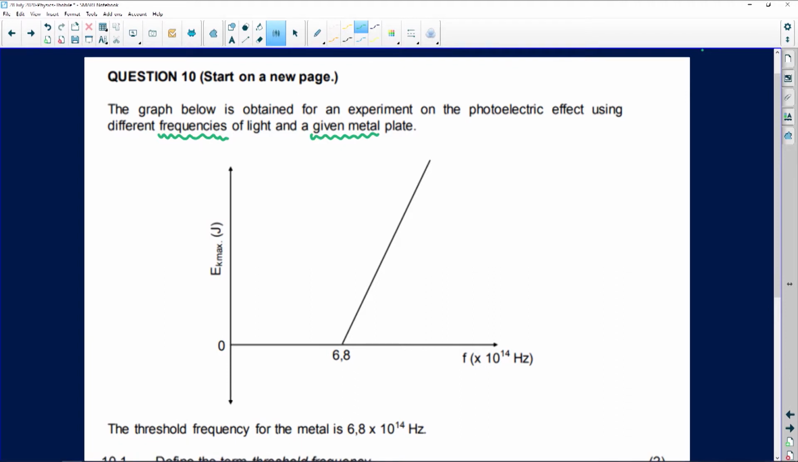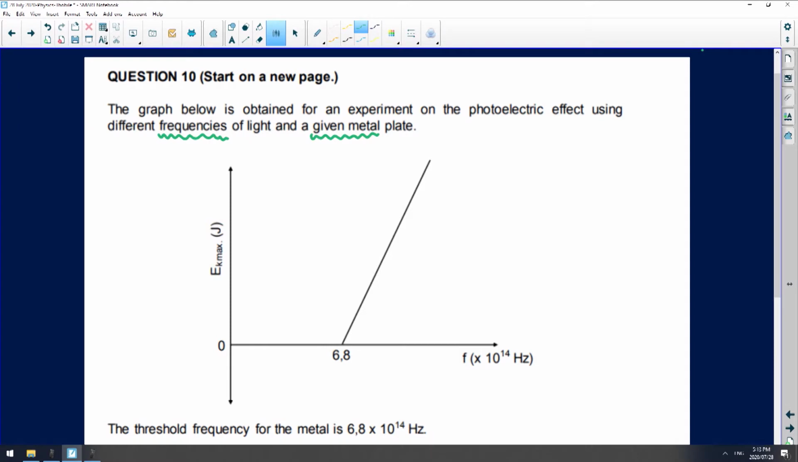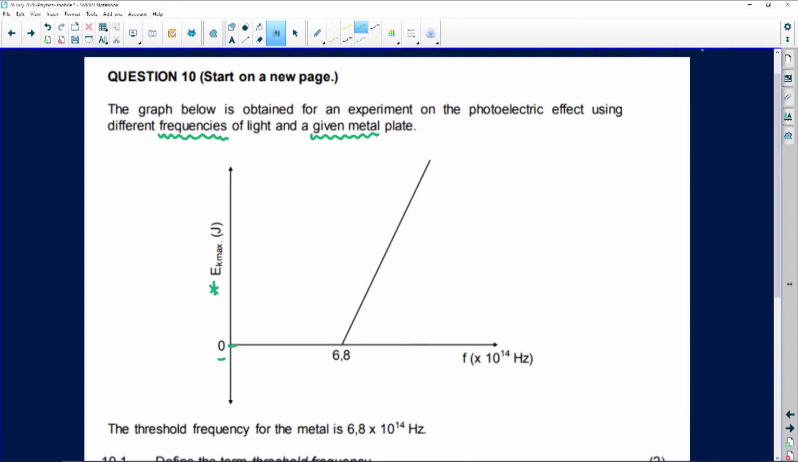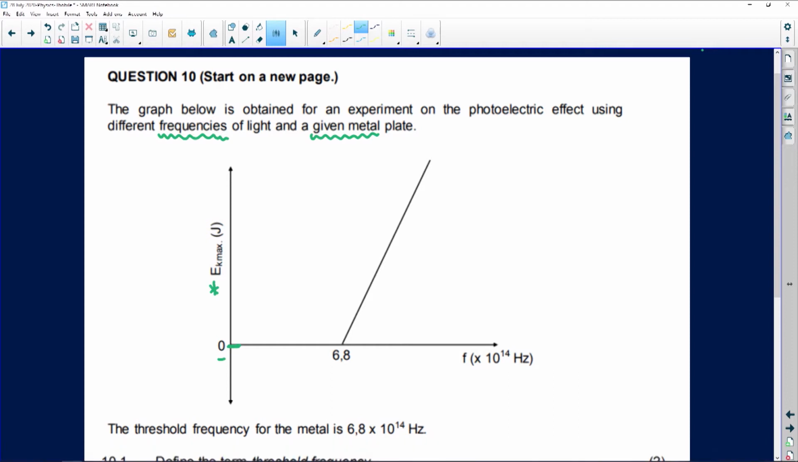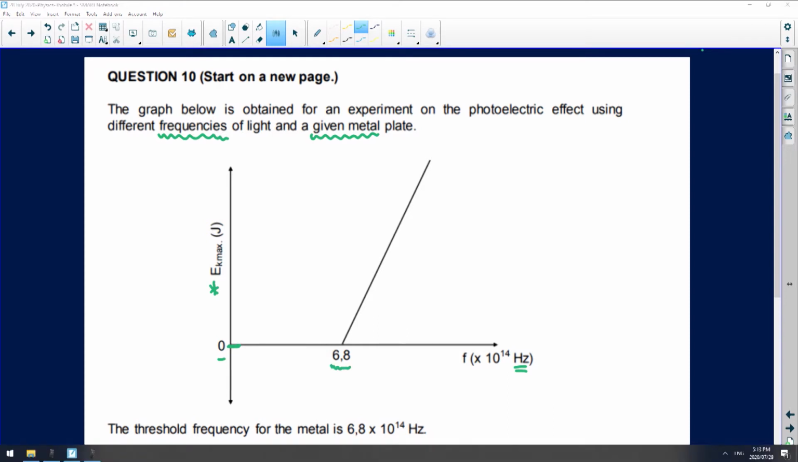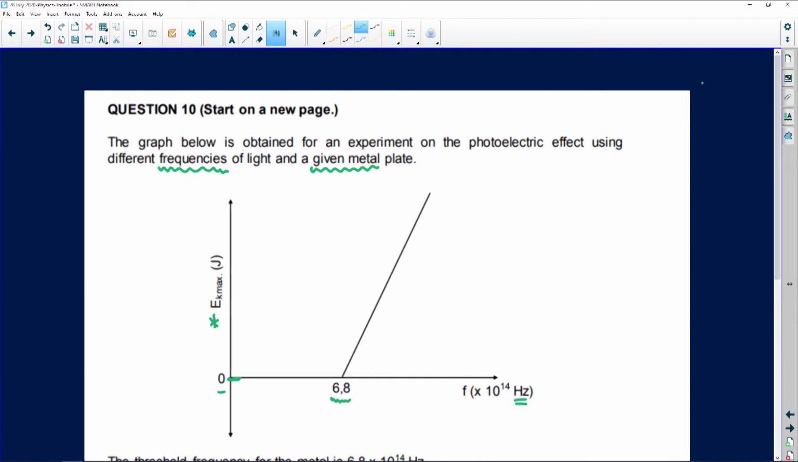So looking at this graph, I know that's my kinetic energy. Remember that kinetic energy is the energy that the electron will have to actually move around. Here I've got 0. So from this line here should be my threshold frequency, and moving over would then be the energy that it will have. I can see that this is my frequency, times 10 to the 14, and it is already measured in hertz. And then I've got 6.8, which must then be my threshold frequency from the metal plate. That is all that I can see. I'm given some form of information. Everything that I answer must come from this diagram.